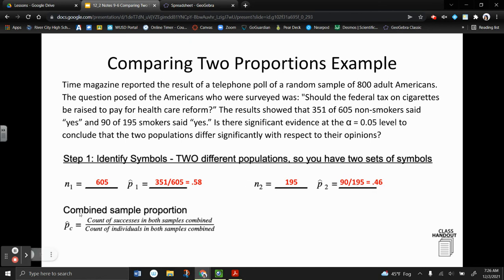The next thing we have is the combined sample proportion. So this is something that we're going to use in our conditions and calculations. What it is basically, if we were to put all these people together into one group, what would be the proportion of people who say yes? So we're going to add together the people who said yes for smokers and non-smokers, and then the total number. So that's 441 over 800. So in total, 55% of people who were surveyed, regardless of whether they were smokers or non-smokers, think that the federal tax on cigarettes should be raised to pay for healthcare reform.